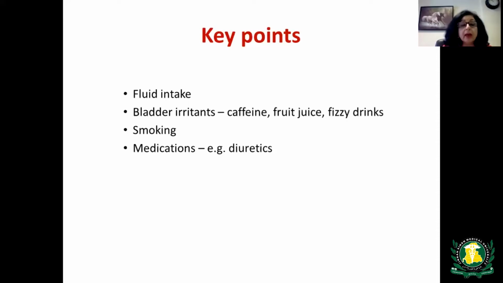tissues, will also cause anatomical disruption or incontinence as a result of a rise in the intra-abdominal pressure. So women who are taking diuretics for blood pressure problems or any other medical illness, it is very important to take note of that as well.